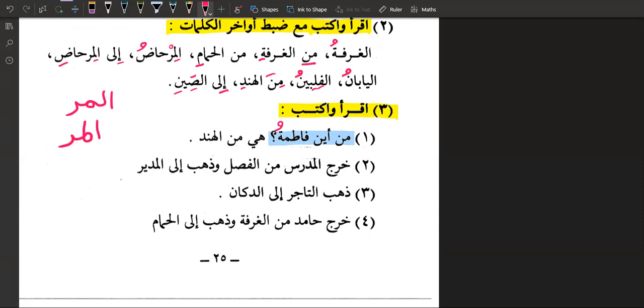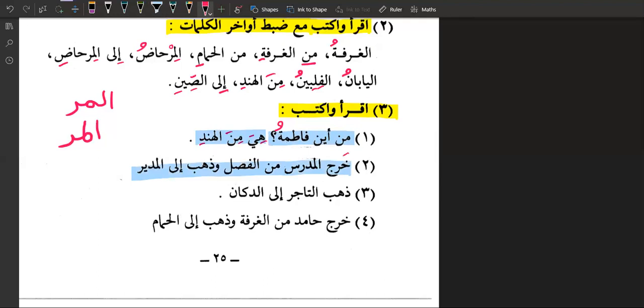من أين فاطمة؟ هي من الهند. جيد. So what does the sentence mean? Where is Fatima from? She is from India. جيد. إسماعيل. خرج المدرس من الفصل وذهب إلى المدير.